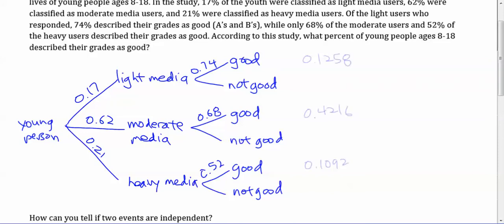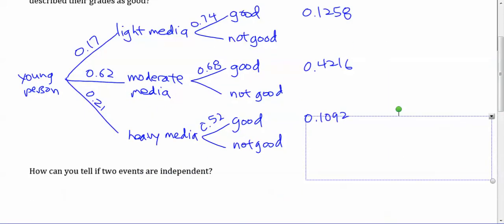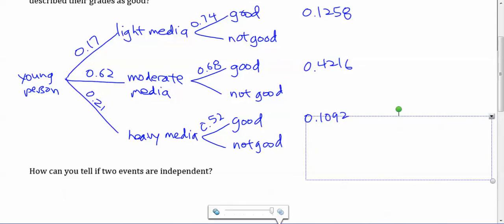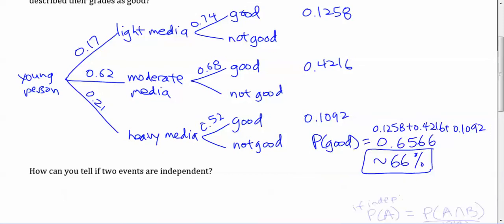Hopefully you got the same answers that I did. So these are the numbers for those branches. So my total probability is going to be this number right here, about 66%.